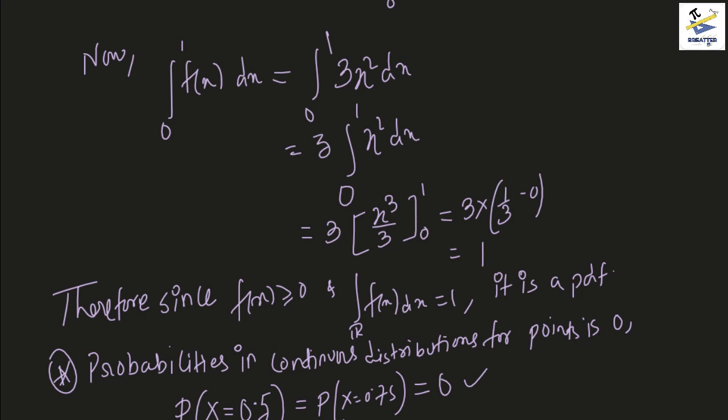To explain that, for example, in the previous example, if we were to find the probability of x equals 0.5, it would have been equal to the probability of x equals 0.75 as well, because all of them would have been equal to 0. So point probabilities are always 0 in a continuous distribution. So you can see the major difference between the continuous and the discrete distribution here: point probabilities are not usually 0 in discrete distributions, but here they are 0. So anyways, that would be it for this video.